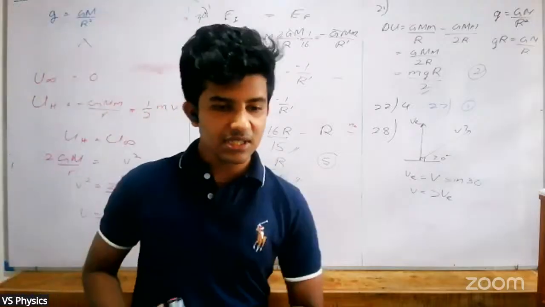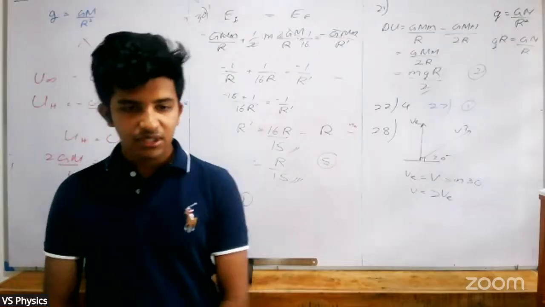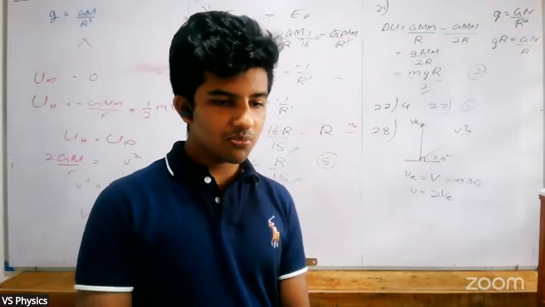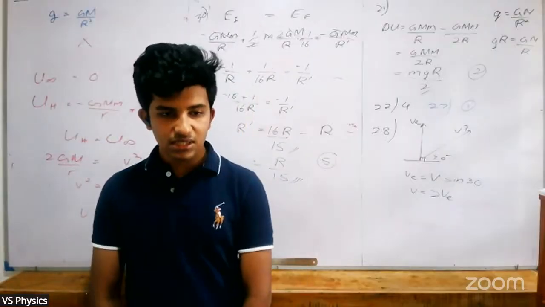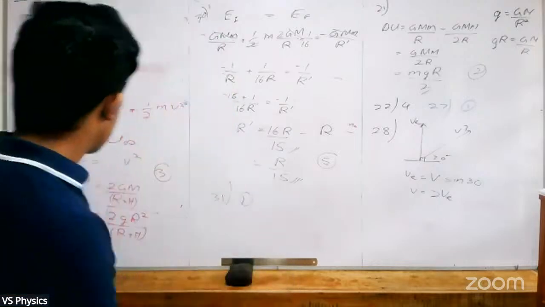Escape velocity on earth is 11.2. What will be the escape velocity on a planet whose mass is 1000 times and radius is 10 times that of earth?